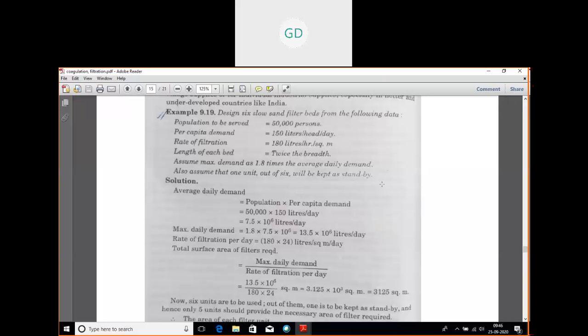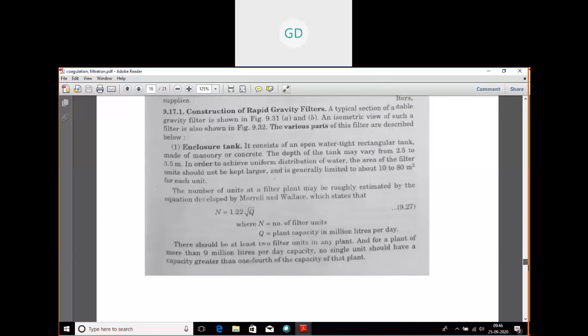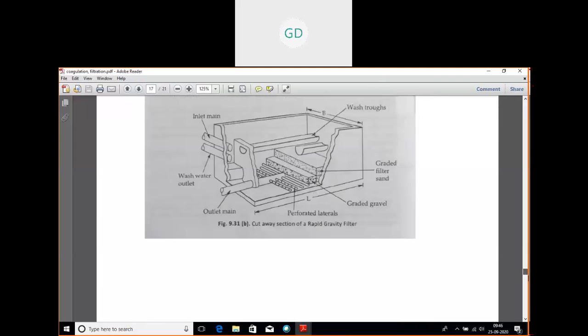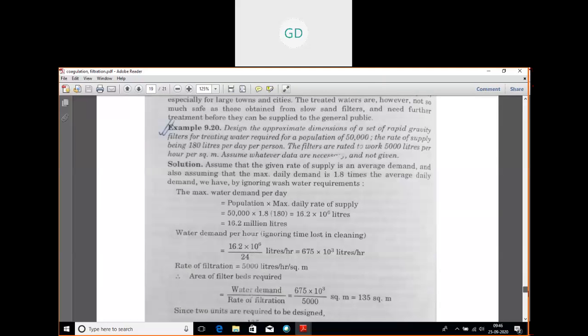Then next is, let me see. Then let's proceed to the rapid gravity filter numerical.